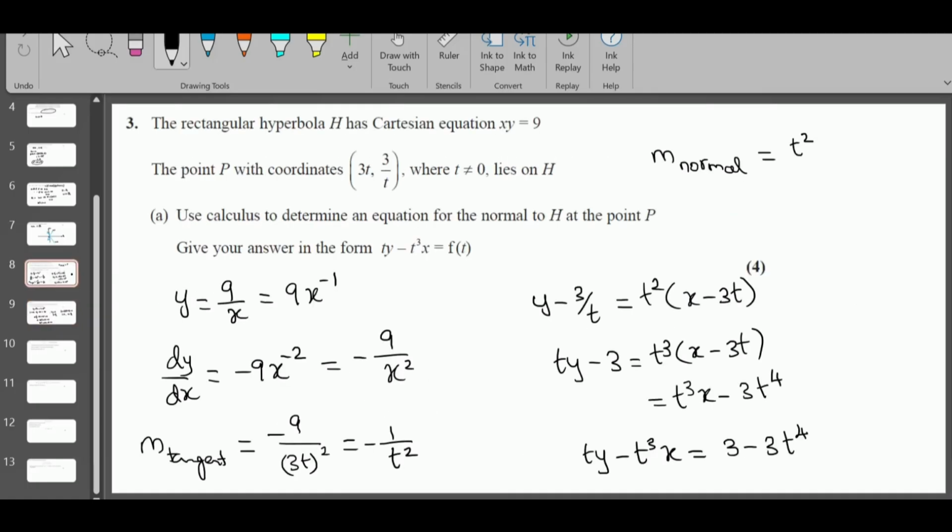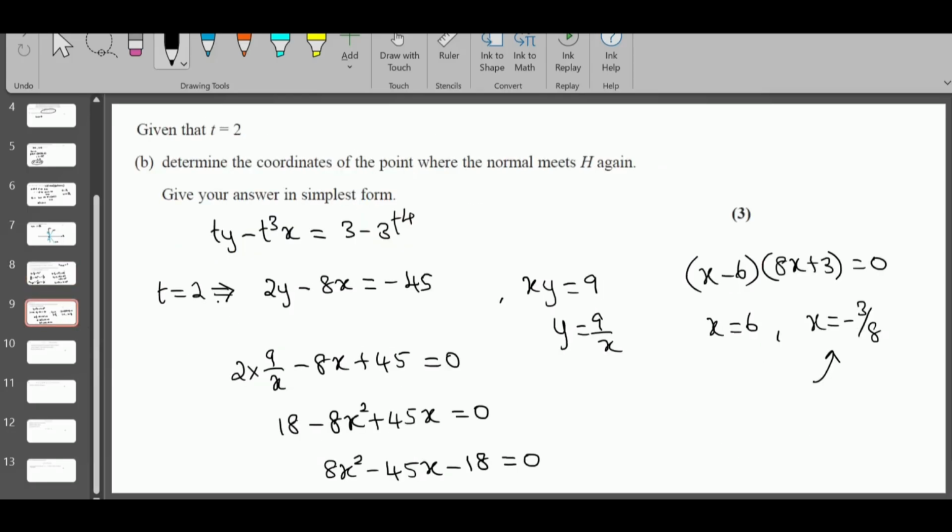You see, in this point P, if you replace t by 2, you will get x coordinate 6. So the x coordinate 6 is the x coordinate of the point P. So you cannot take 6. You need to take this and sub in here to find y. So when x is equal to minus 3 over 8, y is equal to 9 divided by minus 3 over 8, which is going to be minus 24.